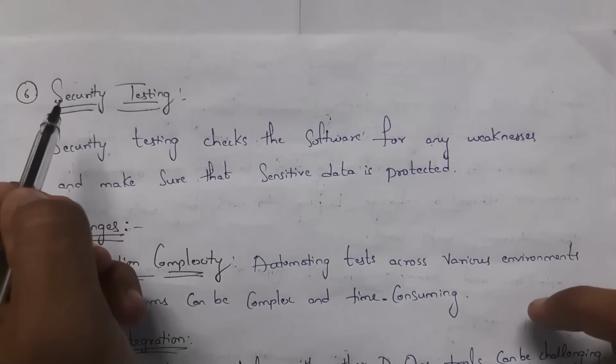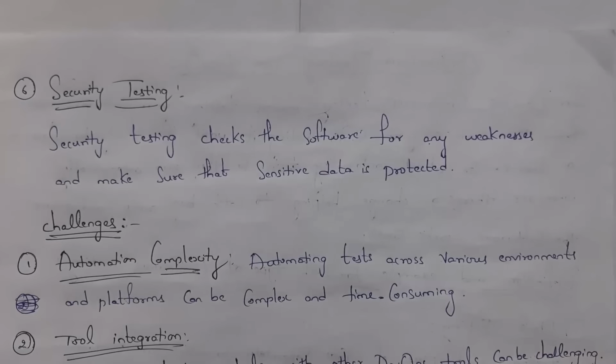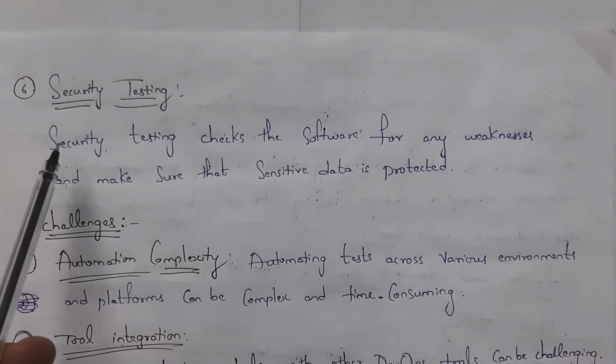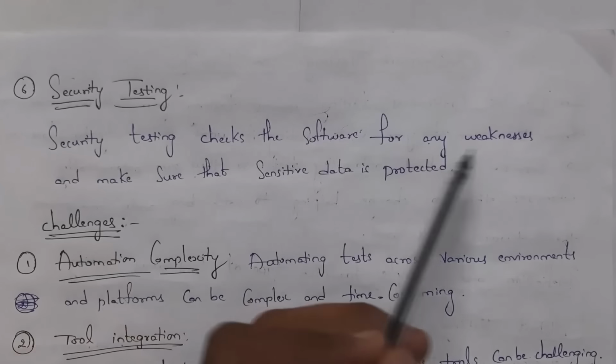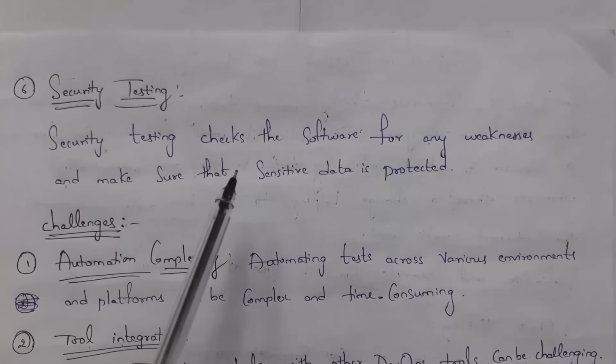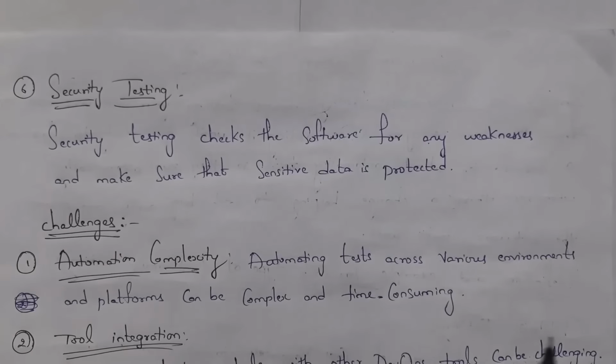And the last one is security testing. So whenever we develop any software, after developing it, we will give that software to hackers. So the hacker will hack that software. If there is any weakness in our software, automatically a hacker can hack it. So security testing checks the software for any weakness and makes sure that sensitive data is protected.